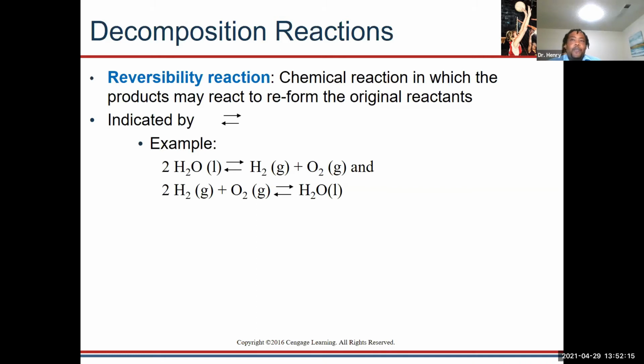Okay, so now some reactions are reversible. When we have a double arrow like this, that indicates that the reaction is reversible, meaning it can go both ways. So we can make the gases, or we could be making the liquid. So it can go both directions.